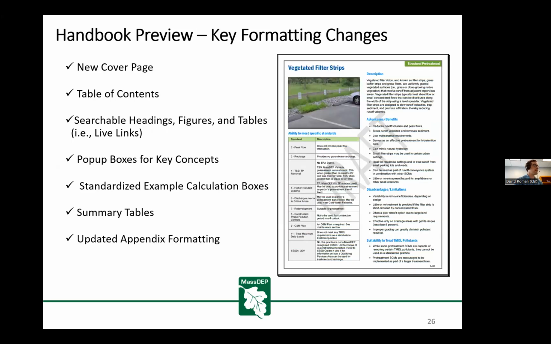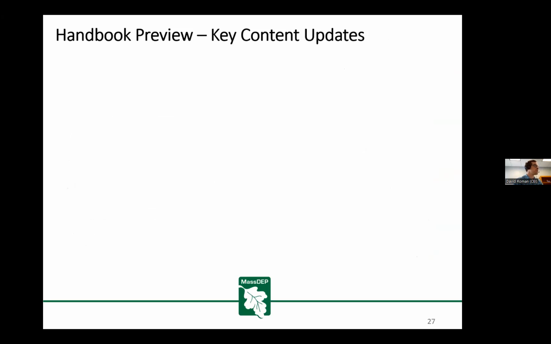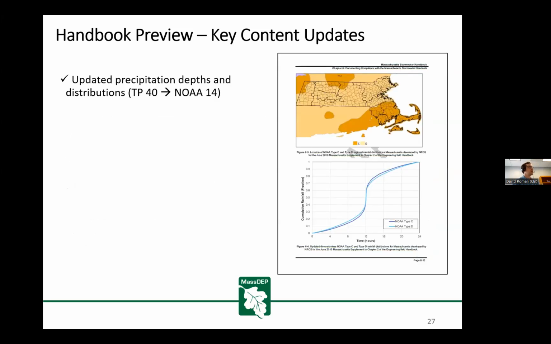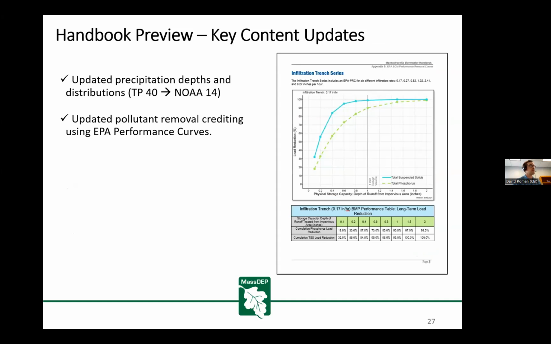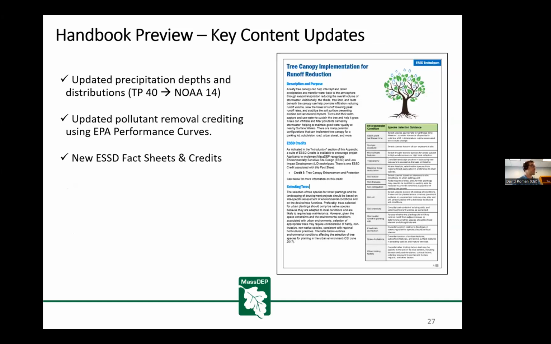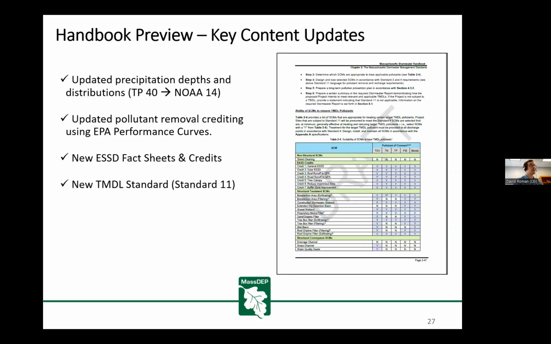Everything's been reformatted to make it a bit easier to follow. And there's been a decent amount of content updated to reflect the proposed changes to the standards. For example, for Standard 2, there's new guidance on how to get the updated rainfall depths and distributions for NOAA Atlas 14+. Pollutant removal curves have been added based on the performance curves. There are new fact sheets, and a new TMDL standard in Chapter 2.